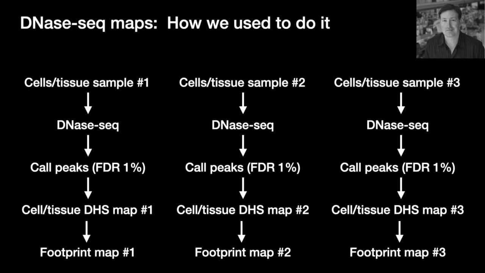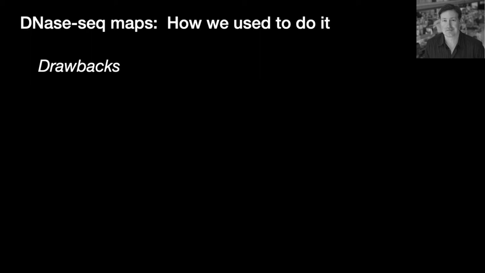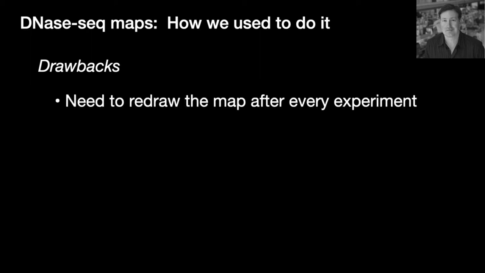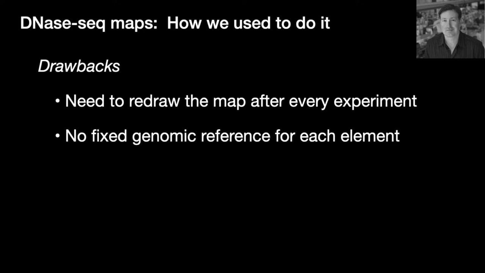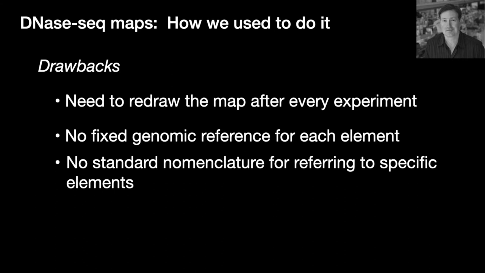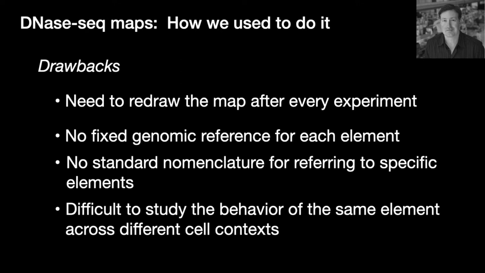So this approach has a number of drawbacks. First, you obviously need to redraw the map after every experiment. Second, there's no fixed genomic reference for each element. They're all discovered de novo. Likewise, there's no standard nomenclature for referring to specific elements at specific genomic positions in specific genome builds. And finally, it's difficult to study the behavior of the same element across different cell contexts.